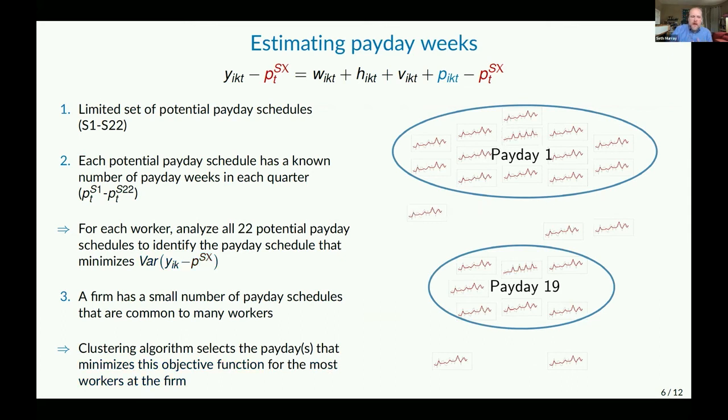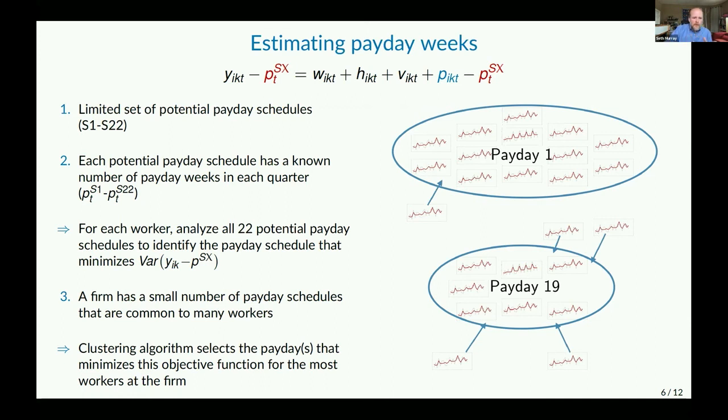So the algorithm stops there and says, okay, for the remaining workers, we have 2 potential payroll schedules at the firm. Which of this smaller subset of just 2 payroll schedules minimizes the variance of each individual worker's earnings? And so this is how you identify both the set of payroll schedules that are in operation at the firm in general, and which of those is actually applicable to a given worker.